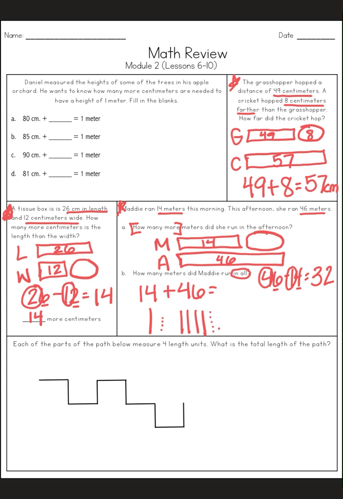Now I'm going to look at my ones first. I notice that I have 4 and I have 6. 4 and 6 I know are a pair of 10. So those become another 10. So both of those became another 10. So now I have 1 ten, 2, 3, 4, 5, 6 tens. I have 0 ones left over. So my answer is 60. She ran 60 meters in all.